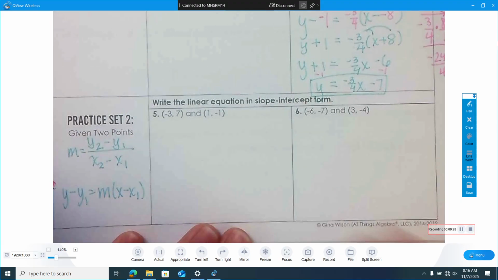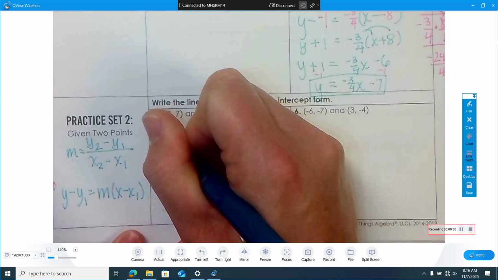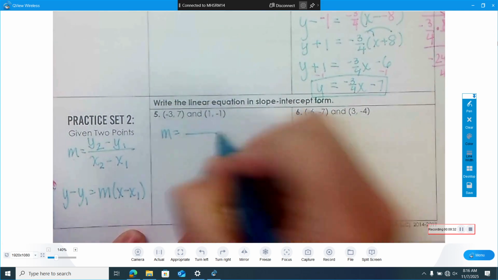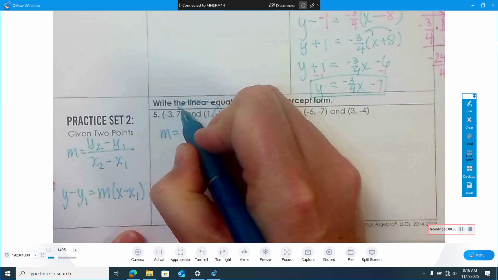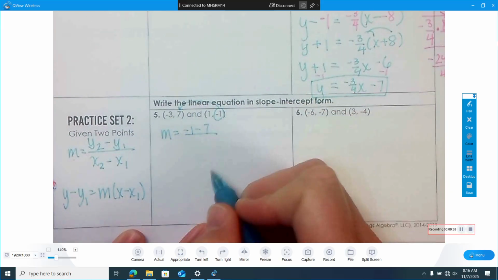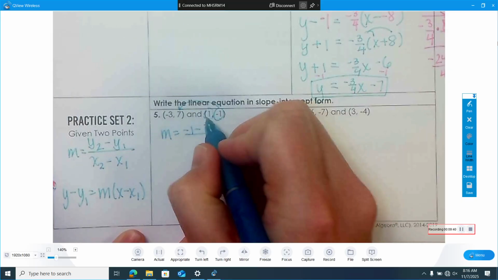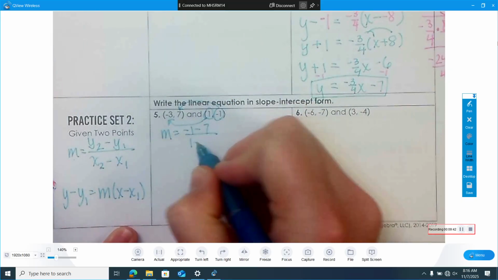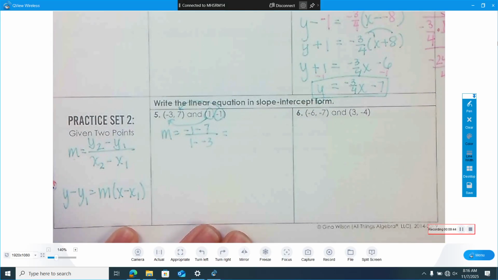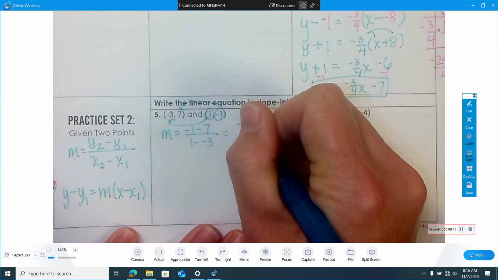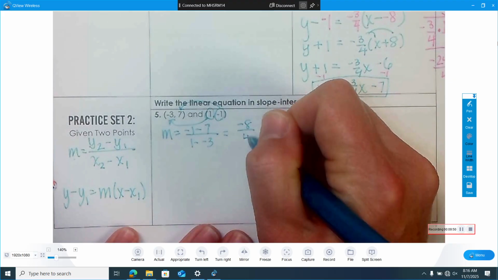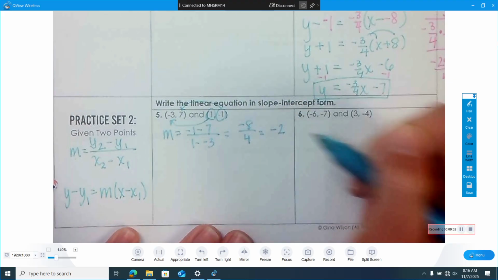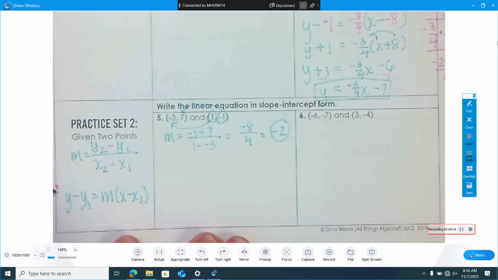All right, here we go. So we're going to calculate the slope first. All right, y2 minus y1 over x2 minus x1. So I got -1 minus 7 over 1 minus a -3. All right. -1 minus 7 is -8, and 1 plus 3 becomes 4. So I get -8 over 4, which is -2. So there's my slope.